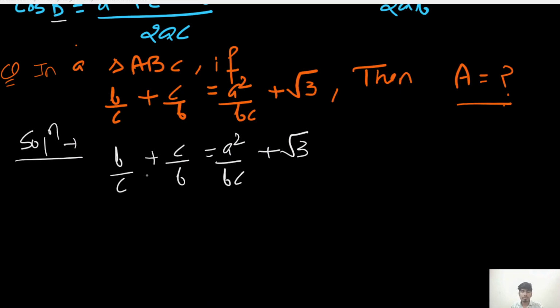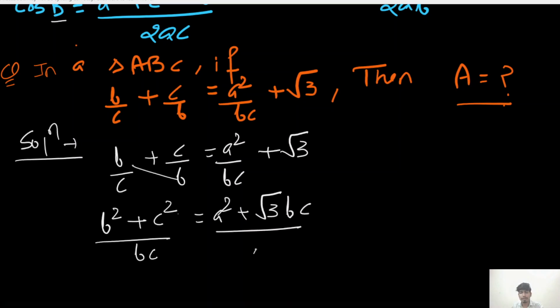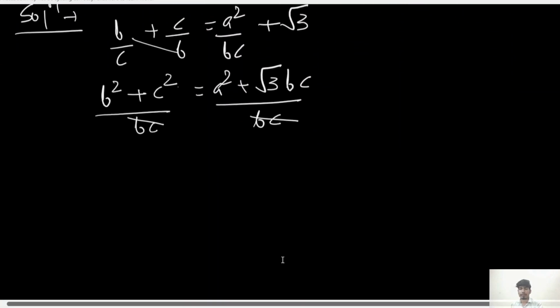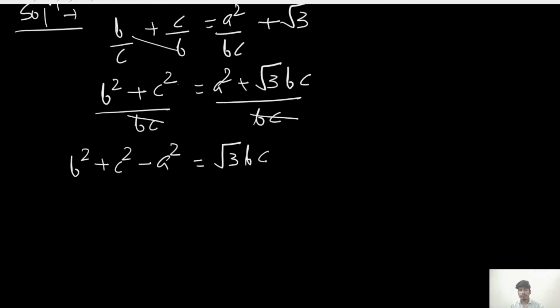Okay students, so first simplify this equation. What do we get? (b² + c²)/bc = (a² + √3 bc)/bc. Okay students, then bc cancels by bc. Then what do we get? We get b² + c² − a² = √3 bc.